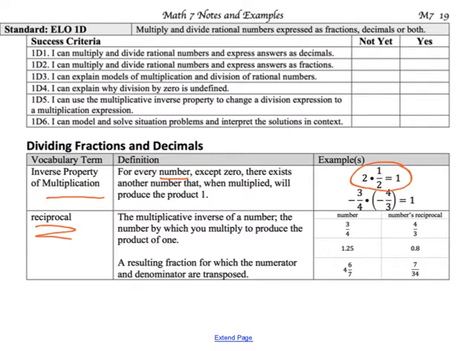Reciprocal is actually what this thing is called. It's the multiplicative inverse of a number, the number by which you multiply to produce the product of 1. It happens when you take a fraction and reciprocate it or flip it upside down. And that's what gives you the answer of 1. So 4/3 is the reciprocal of 3/4.